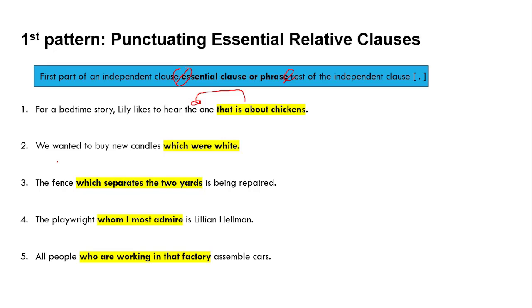Now, take it away. The sentence won't work. We wanted to buy new candles, which were white. Which were white refers to candles, and it can't be taken away. The fence, which separates the 2 yards, is being repaired. As you see here, we don't use any commas, and the clause refers to the fence. If I take it away, you would ask, which fence? Now you can pause the video to go through the rest of the examples.